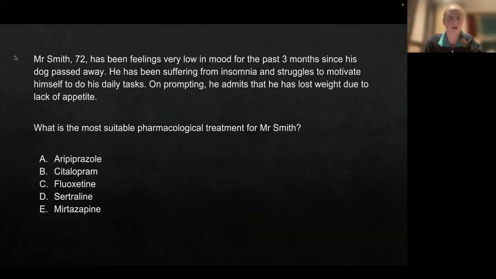So here's the first question. Mr. Smith, 72, has been feeling very low in mood for the past 3 months since his dog passed away. He's been suffering from insomnia and struggles to motivate himself to do his daily tasks. On prompting, he admits that he's lost weight due to lack of appetite. What is the most suitable pharmacological treatment for Mr. Smith?